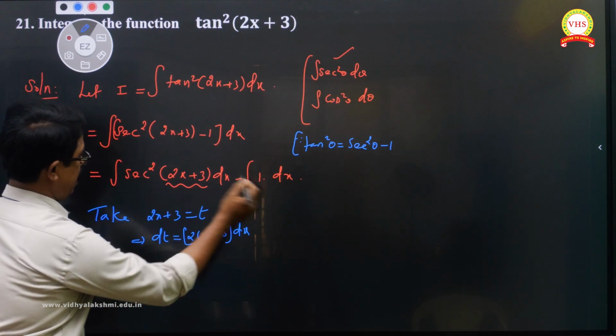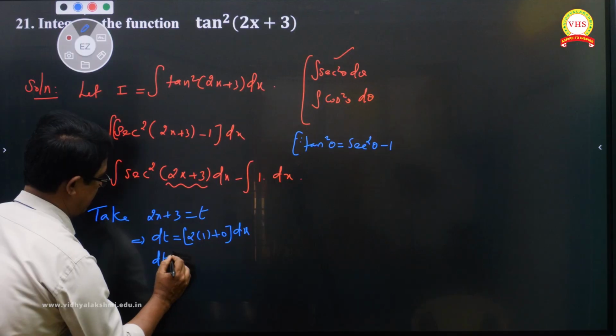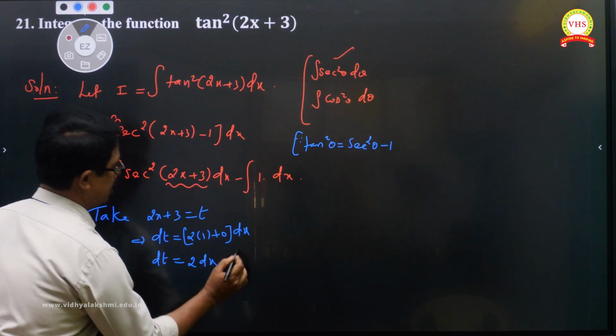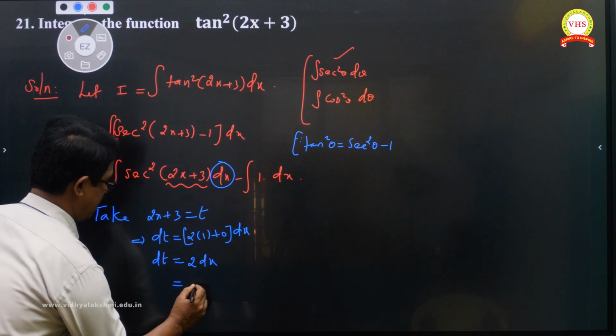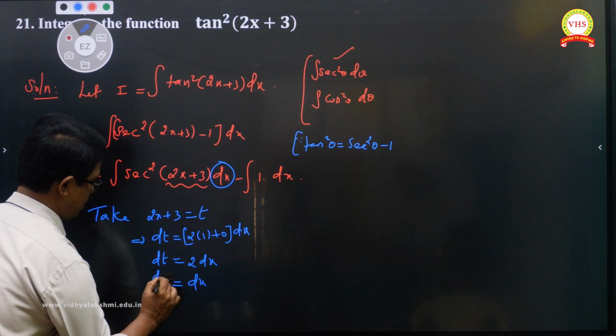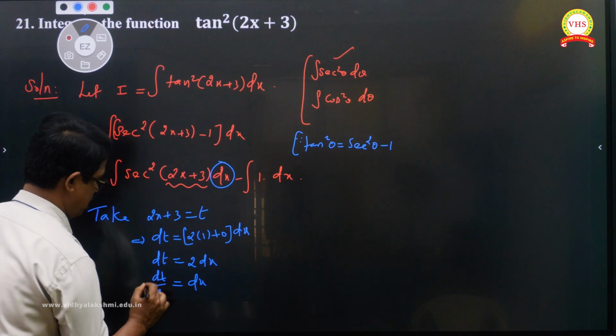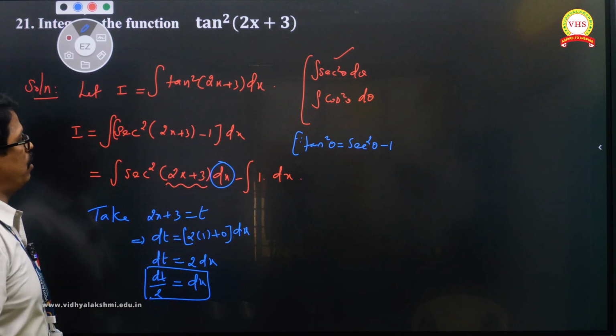After that, change it into the place of that. What are we going to get? dt equal to 2 into dx. We have only dx, correct? So what is the dx value here? That is dx equal to dt by 2. So we can replace the value in the integration.